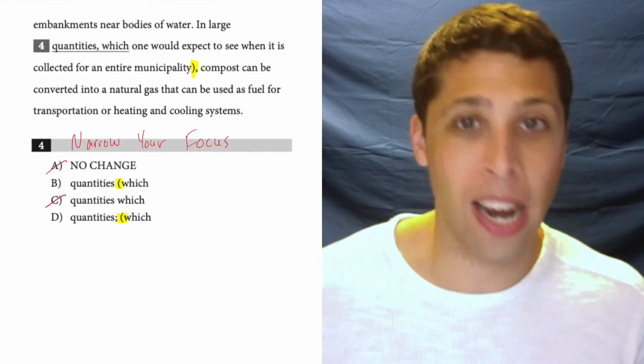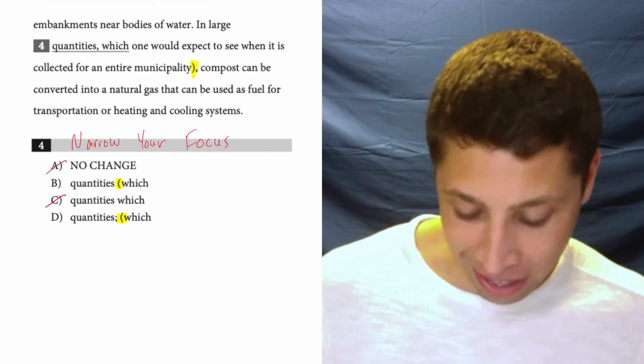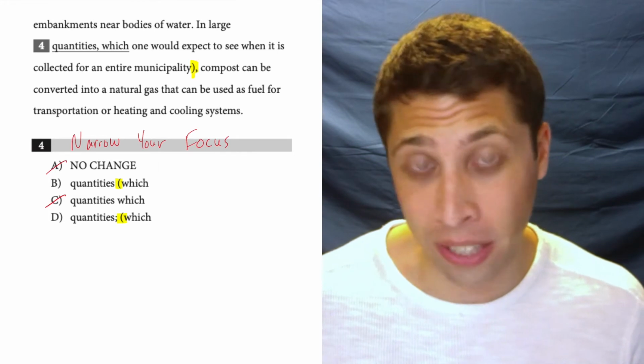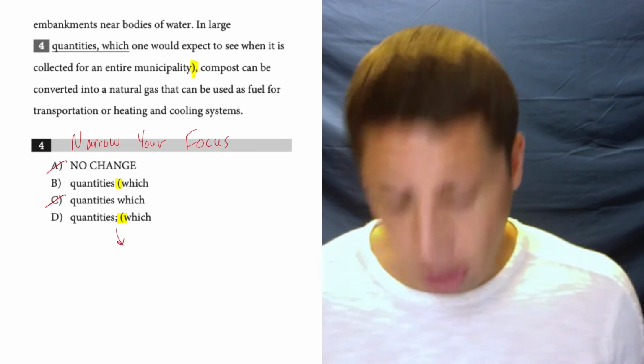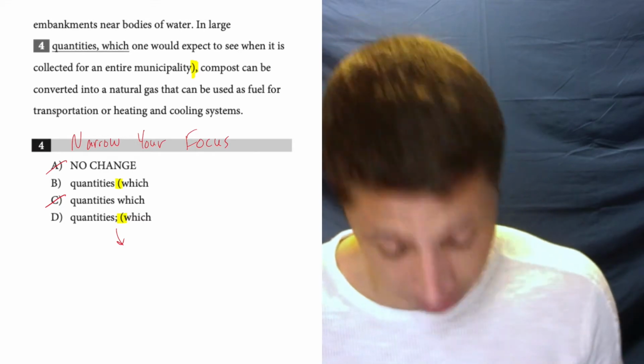I don't even care, because that's now no longer part of my decision. I'm only deciding between choices B and D. And this choice is also very easy because there are clear rules associated with semicolons. You have to memorize this. So what is the rule?